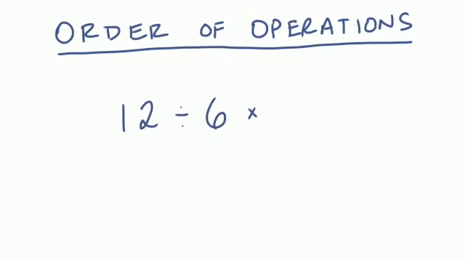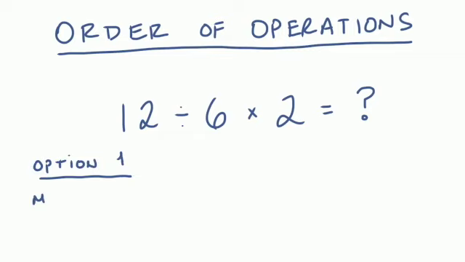So in this video, we're going to go over the order of operations. Let's say that we needed to know what 12 divided by 6 times 2 is equal to. There's a couple of ways in which we can do this, and it's going to give us different answers. So let's explore the first option.